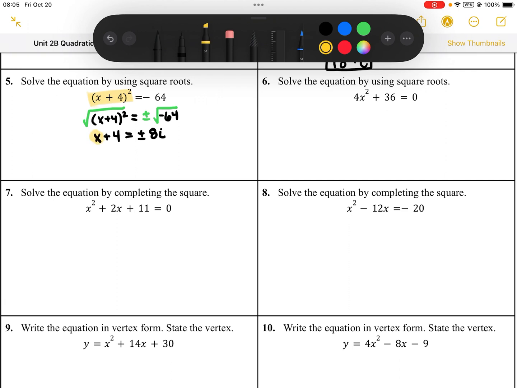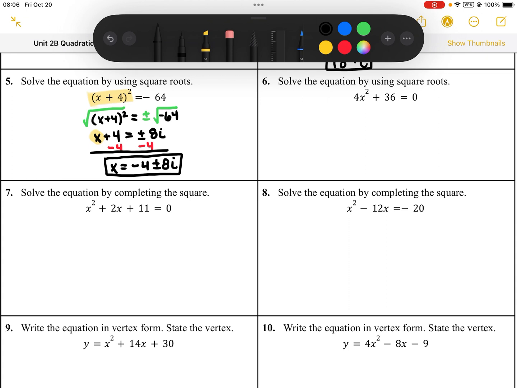Now I need to get x by itself. So the opposite of adding 4 is to subtract 4 from both sides. So I'm going to have x equals, this right-hand side, the plus or minus 8i and negative 4 I cannot add together. I'm going to put the negative 4 in front, and then I have negative 4 plus or minus 8i. So that's going to be your solution. So this means you have negative 4 plus 8i and negative 4 minus 8i.